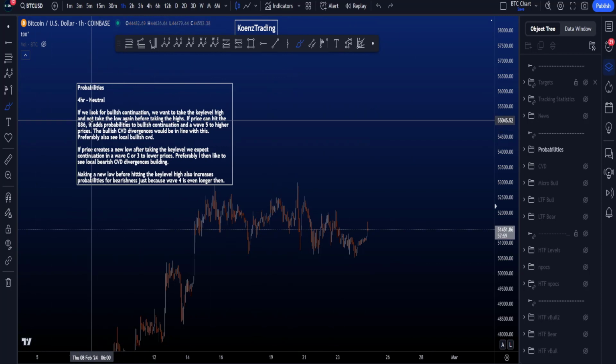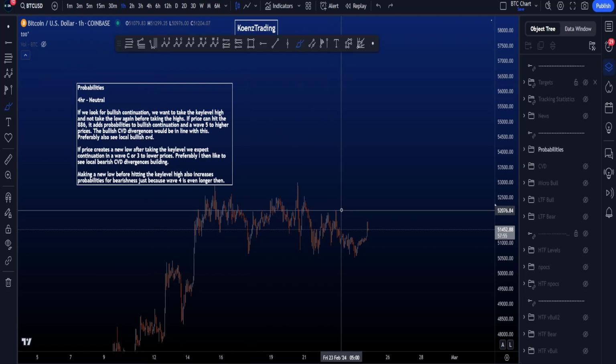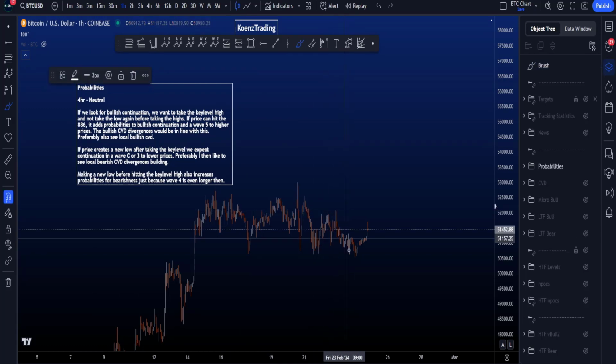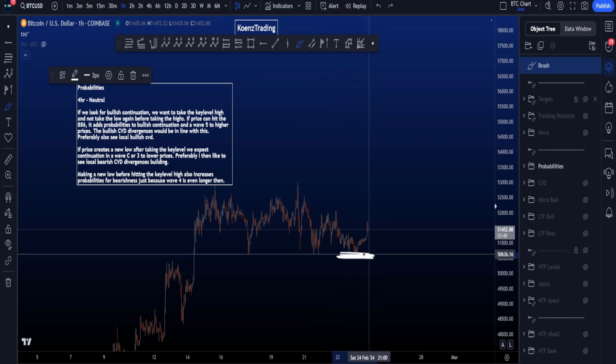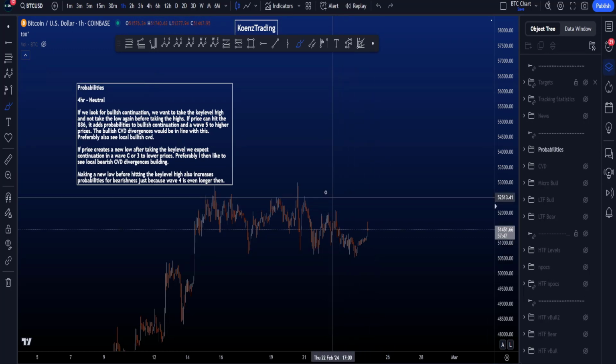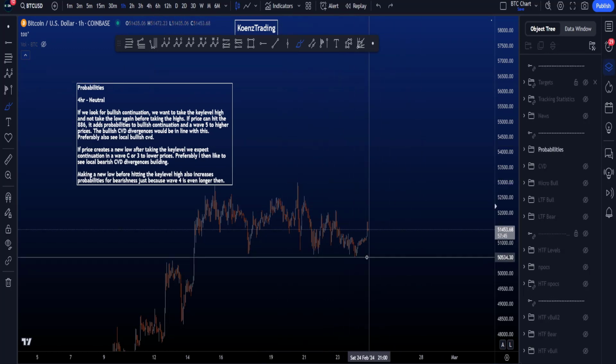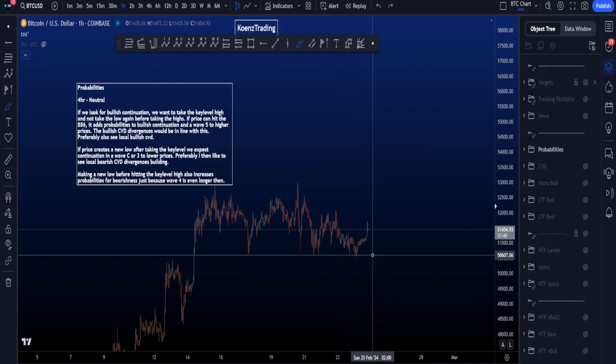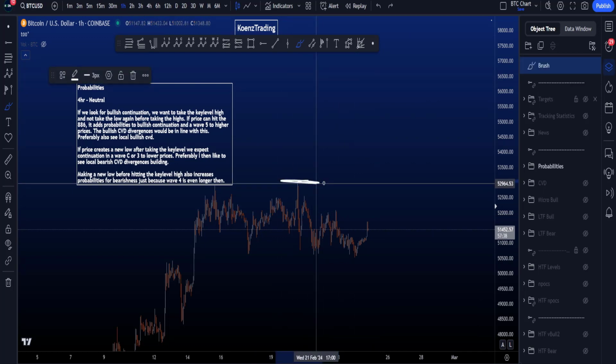So if we look for bullish continuation, we want to take the key level high, this high over here, sitting at 52.1k, and then not see this low taken again, right? We first want to take the highs, and then at a later stage, price can easily take the low, that's no problem. But if we take this high over here, we don't want to see price going down before taking this high over here, right?